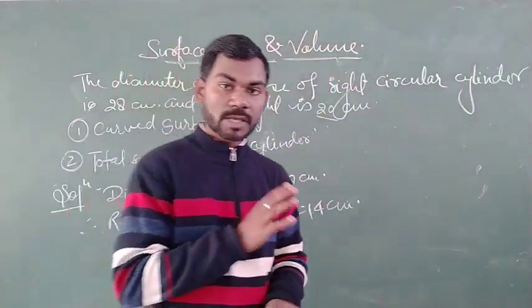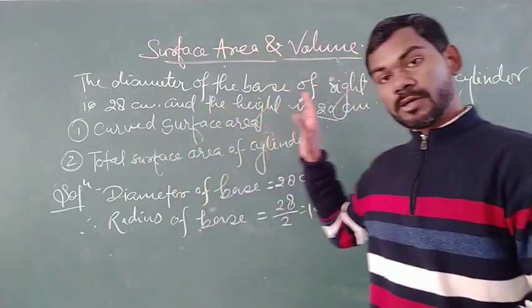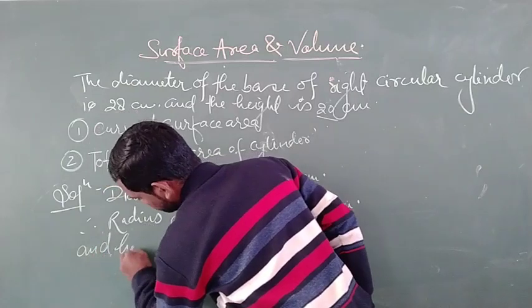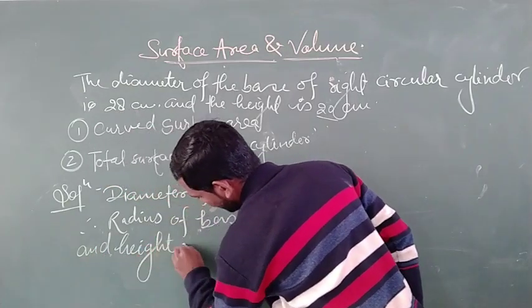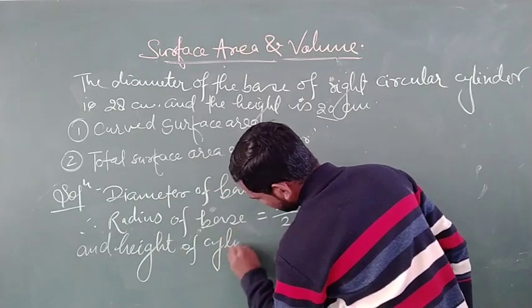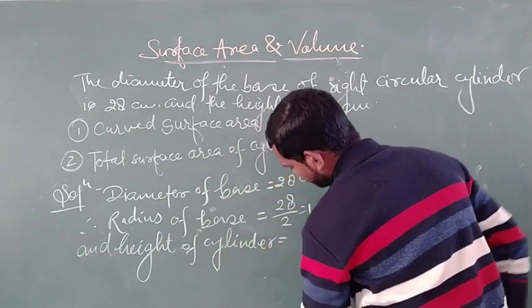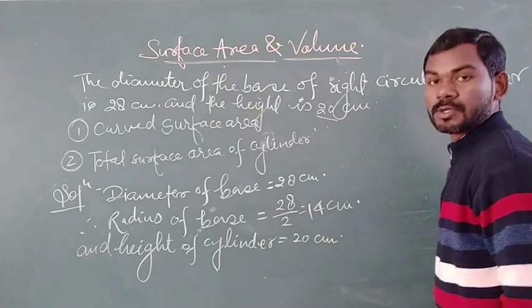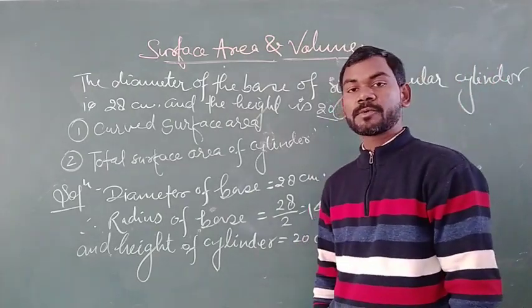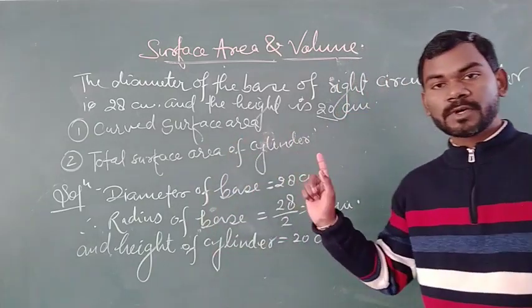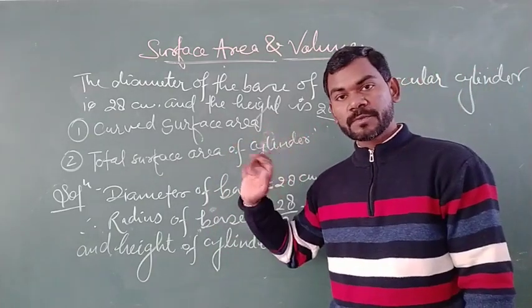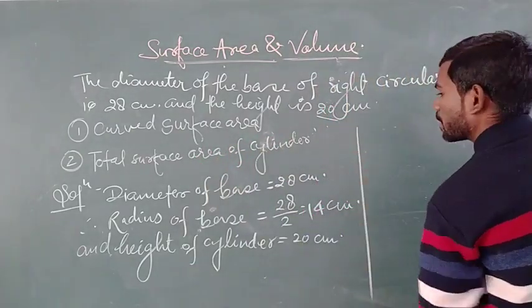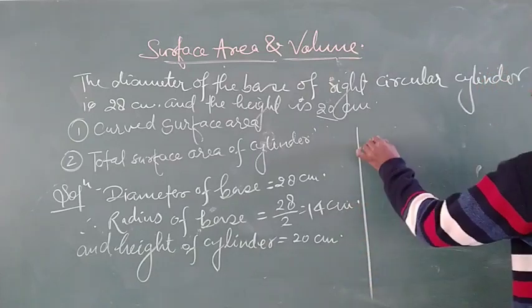So now we get the radius and the height is given, height of cylinder is given as 20 centimeter. So these are the given data, and we have to find out the curved surface area first, and we find the total surface area in the second stage. So now let us find out the curved surface area.